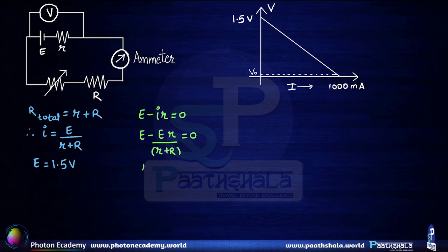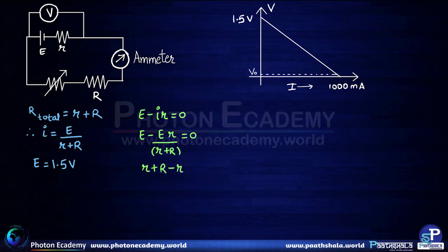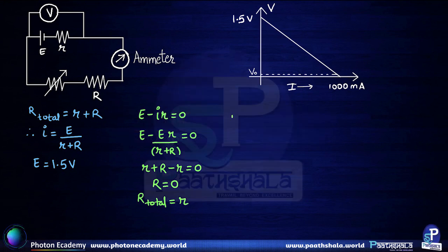This gives r plus capital R minus small r equals 0. That is, capital R equals 0. So in this case, the total resistance equals the internal resistance only. So we have current equals E by small r.